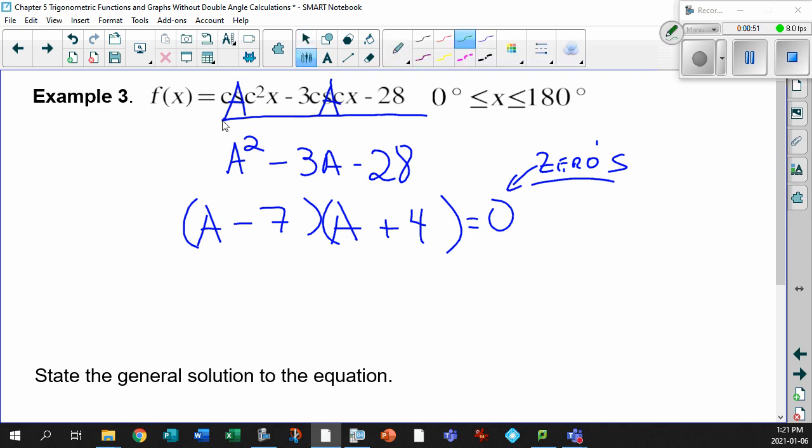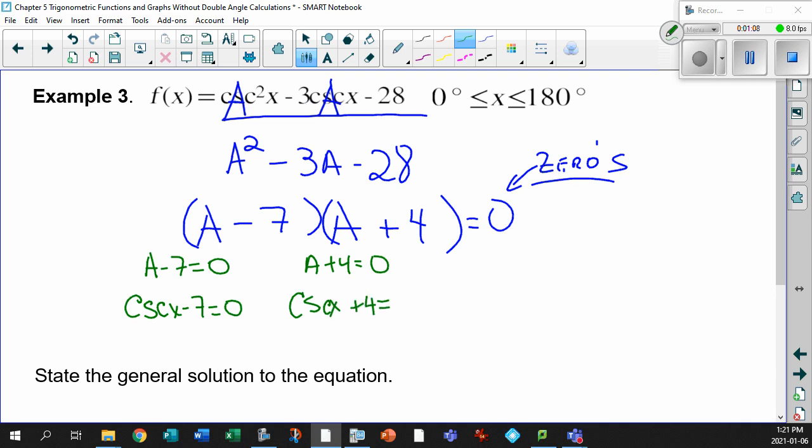Okay, so write this out. A minus 7 equals 0. A plus 4 equals 0. Now, put the a back in. Remember, this was cosecant. Cosecant of x minus 7 equals 0. This will be cosecant of x plus 4 equals 0, and solve. All right, this is then cosecant x equaling 7, and this is cosecant x equaling minus 4. Beautiful.